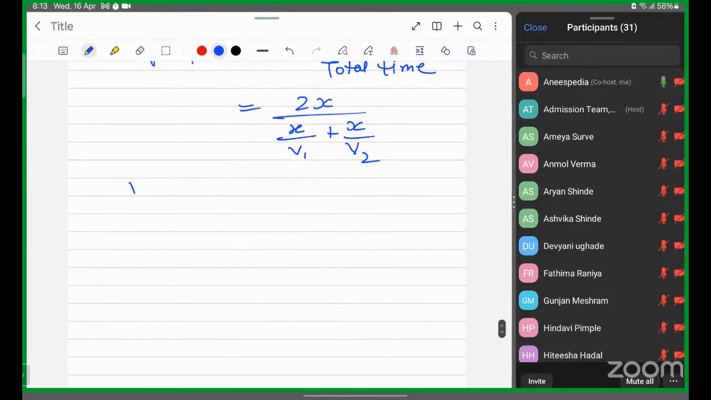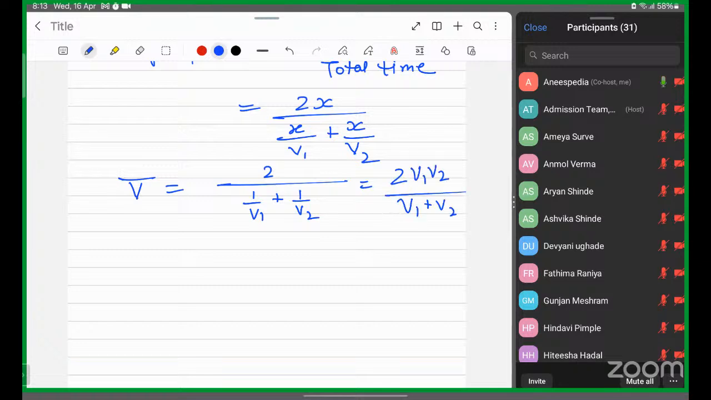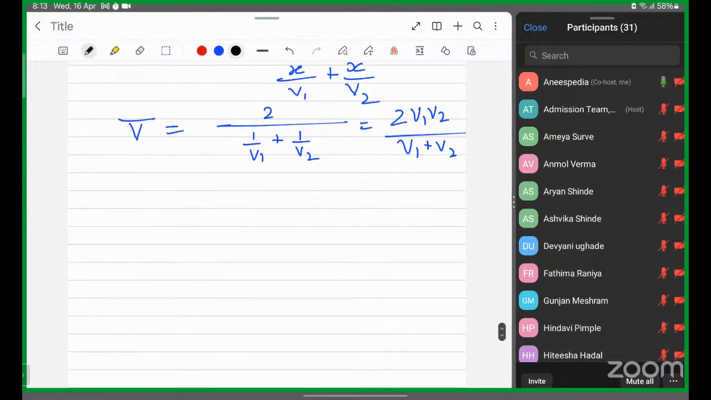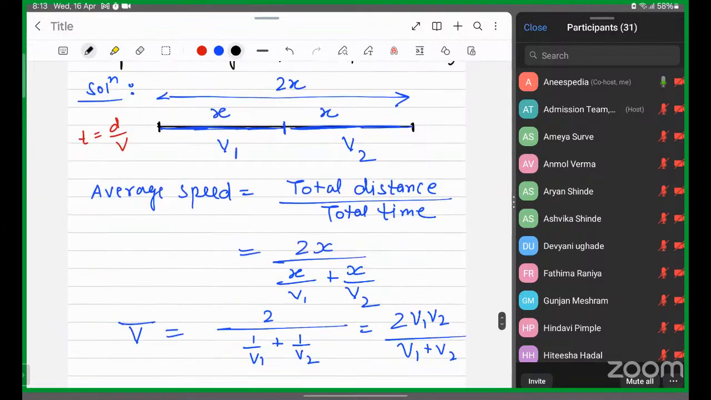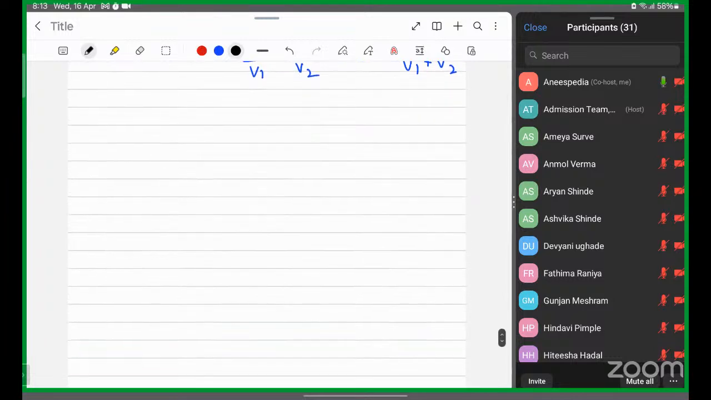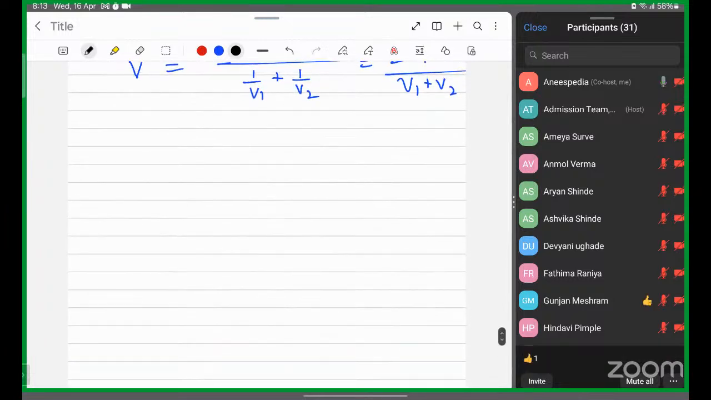If you rearrange it, average speed will be 2 upon 1 upon v1 plus 1 upon v2, because the x factor will cancel out. And on simplification, this will be 2 v1 v2 upon v1 plus v2. Understood or any doubt? Yes?